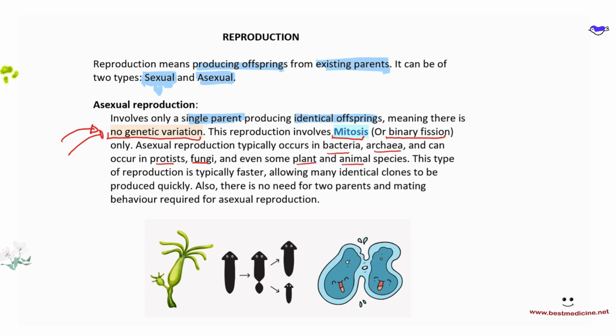This type of reproduction is faster. Of course it's faster. You don't need two parents, and you don't need all the mating processes, so it allows many identical clones to be produced quickly. Remember, we were making clones with plants and animals, Dolly the sheep. So it's very easy to make clones through this. There is no need for two parents and mating behavior, hence making the process faster.